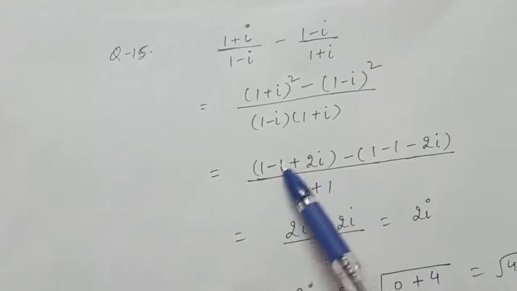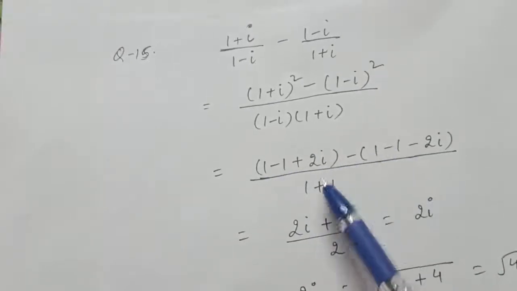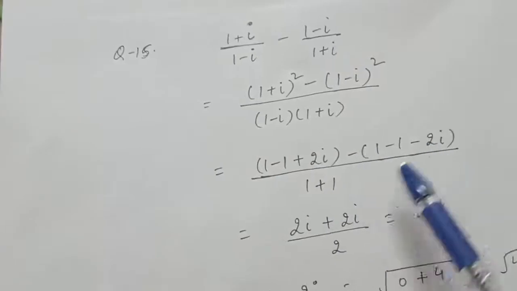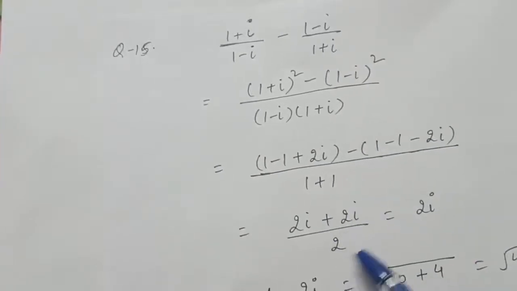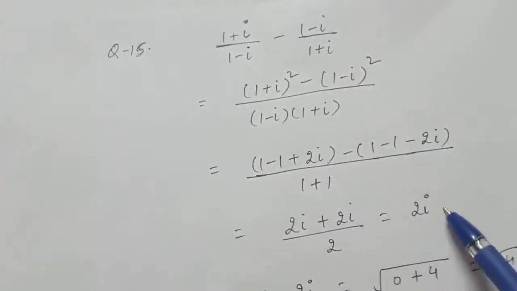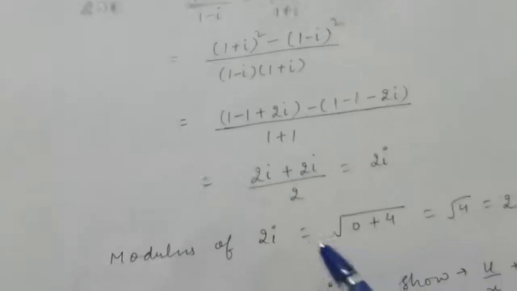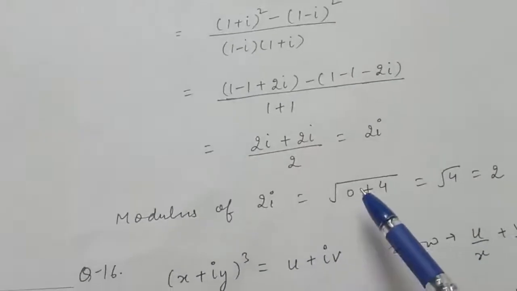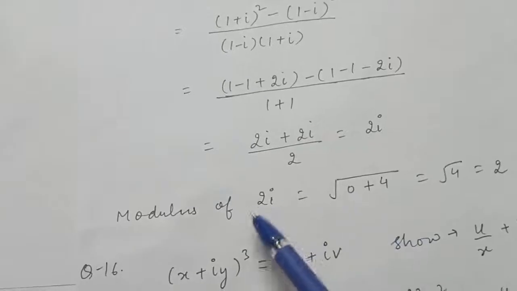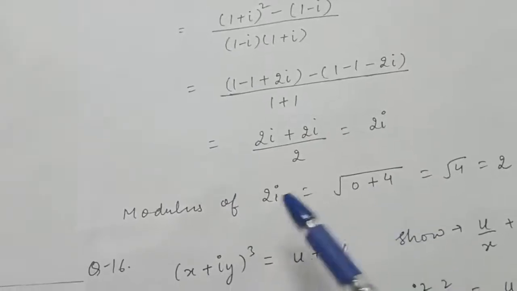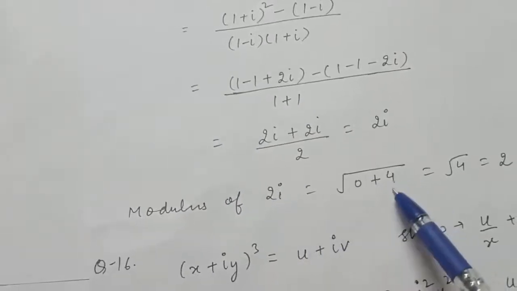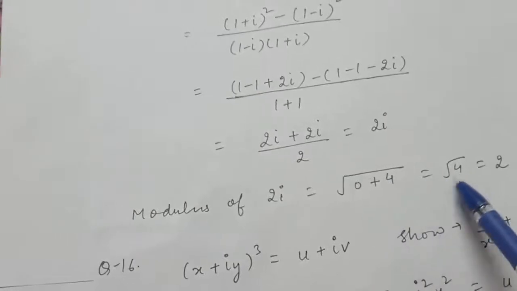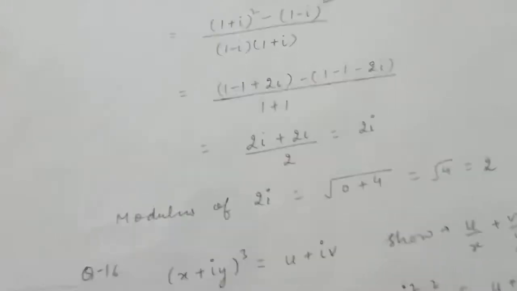Now this 1 will get cancelled. So you will get 2 iota plus 2 iota upon 2. So you will get 2 iota, right? Now the modulus of 2 iota will be root of real part square plus imaginary part square. The real part is 0, so 0 plus imaginary part square, which is 2. The square of 2 is 4, so you will get root 4. So the modulus will be 2.